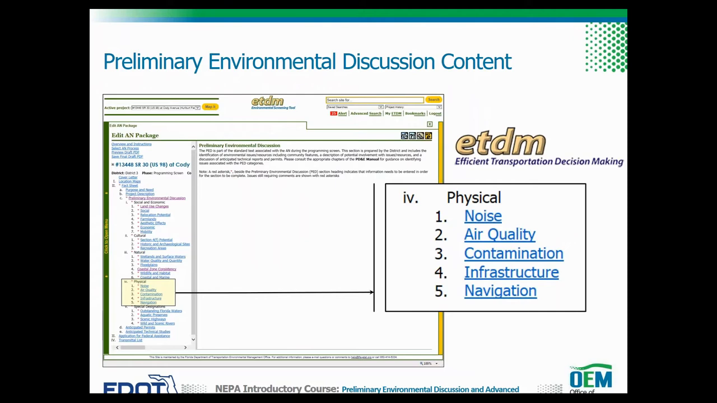As shown in this screenshot, the PED also includes discussions of the project's potential involvement with physical attributes. Are there any noise-sensitive receptors, such as houses or parks, within the project area? Is a noise study likely? What are the air quality conformity designation of the project area, and is a carbon monoxide analysis needed? Are there any potentially contaminated sites or hazardous material generators in the project area? How will the project be evaluated for contamination? Are there any existing utilities, railroads, transit, etc.? Does the project intersect a potentially navigable waterway? Will there be U.S. Coast Guard involvement?